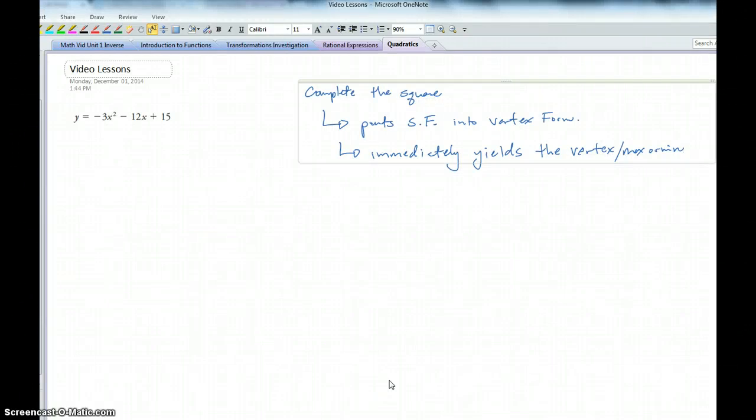Alright guys, here we go. We're going to check out how to complete the square. Once again, this is knowledge you've learned in previous years, so we're going to go through it fairly quickly.